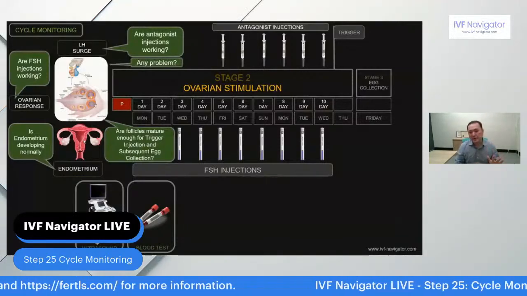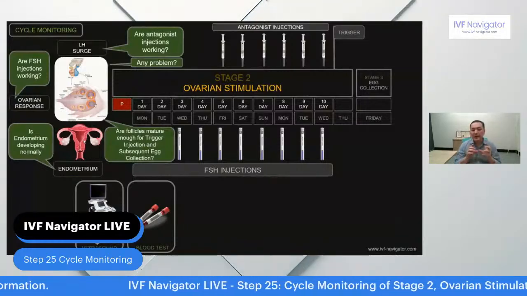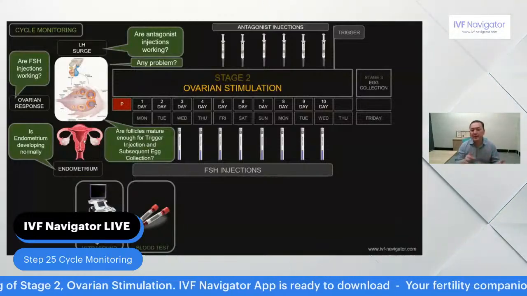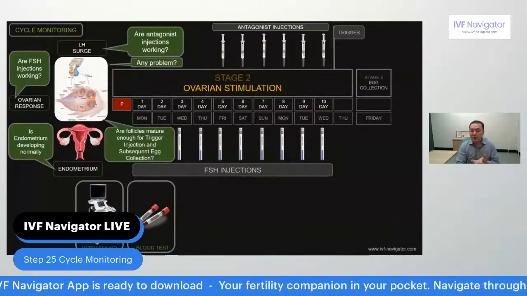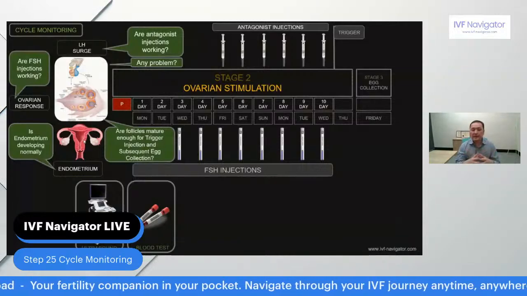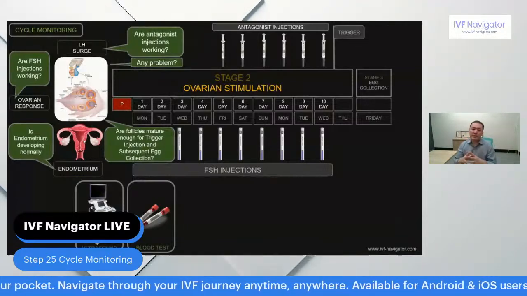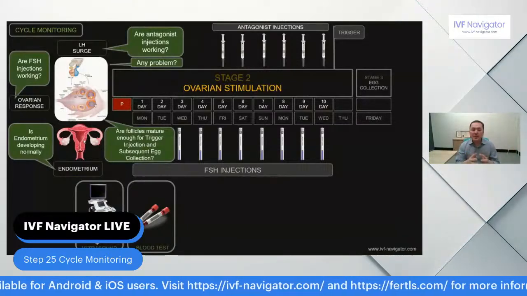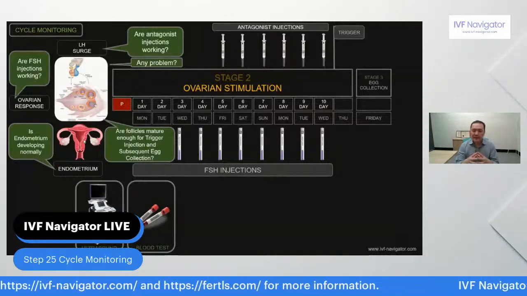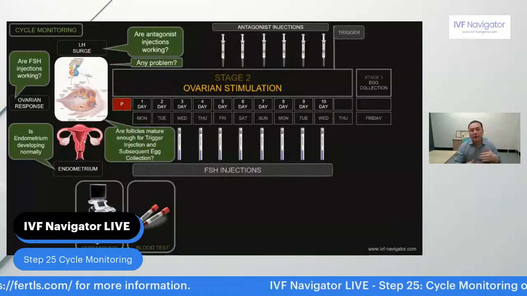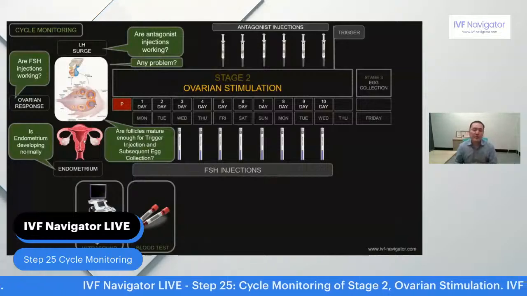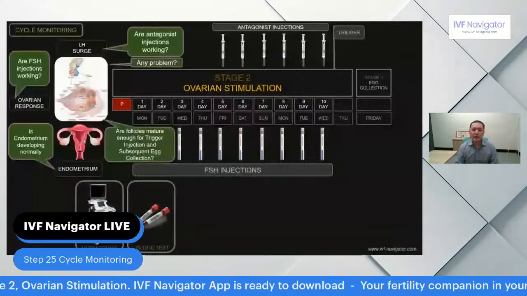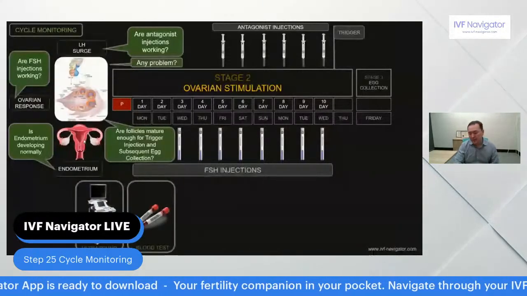Now the fifth reason for cycle monitoring is to check if you are having any problems during the stimulation, any emotional problems, any medical problems, any logistical problems, or anything happening in terms of your medical treatment, which may impact your IVF treatment cycle. If that is the case, we need to find out and try and help you. So you need to inform the nurses and doctors during cycle monitoring so that the issues can be addressed quickly. So these are 5 reasons for cycle monitoring.